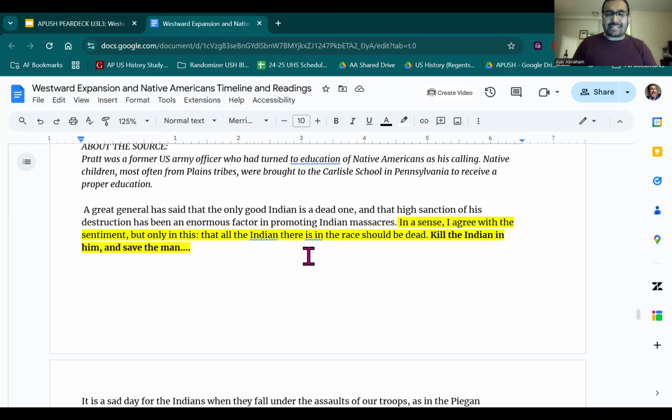Right? And this is the line that actually is what Pratt is known for, and why this speech is famous. "In a sense, I agree with the sentiment, but only in this, that all the Indian there is in race should be dead. Kill the Indian in him and save the man." Okay? Let that sink in. The statement that often gets put out with Pratt is kill the Indian, save the man.